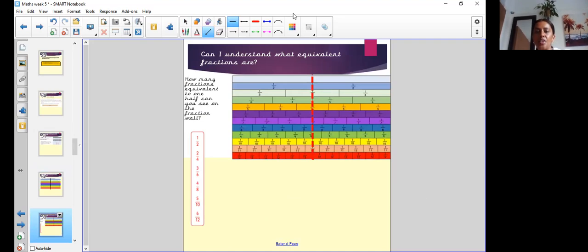Okay, so you might have had a go at going through and having a look. So how many equivalent fractions can you see? And you've written down what you found by looking at these. So we have got 1/2. We've got 2/4 is the same as 1/2. We've got 3/6, 1, 2, 3, is the same as 1/2. 4/8 is the same as 1/2. 1, 2, 3, 4, 4/8 is the same as 1/2.